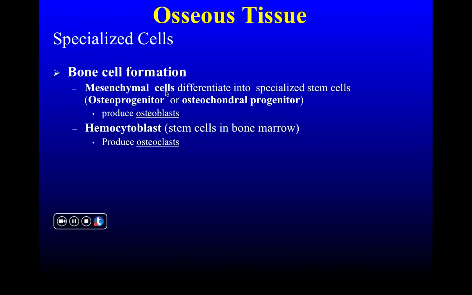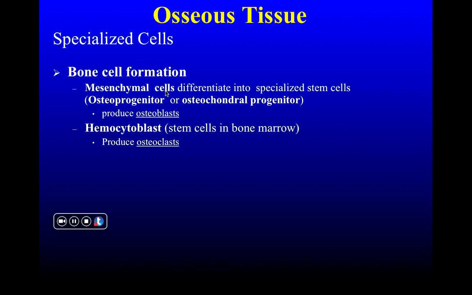We will see that it is involved in making fibroblasts, chondroblasts, all kinds of general stem cells. Well, it's also responsible for making the osteoprogenitor or osteochondral progenitor cells. The osteoprogenitor cells are going to produce osteoblasts. So let's quickly review that. The origin of an osteoblast, you would say, starts with a mesenchymal cell, which differentiates into an osteoprogenitor cell, which will give you your osteoblast.